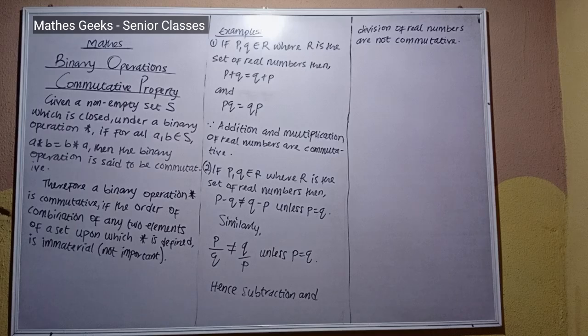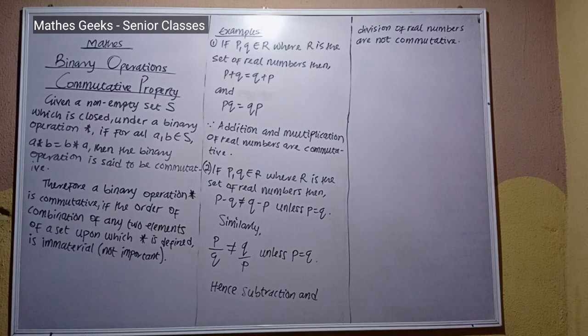Therefore, a binary operation star is commutative if the order of combination of any two elements of a set upon which star is defined is immaterial. That is, if the order is not important, then the binary operation is commutative.